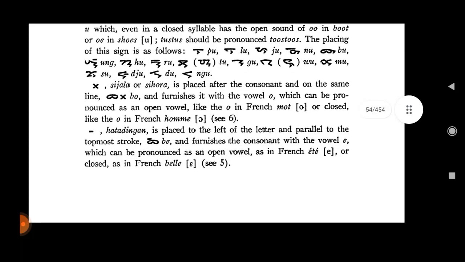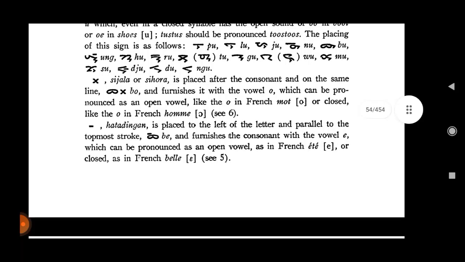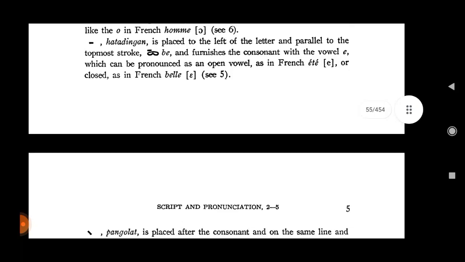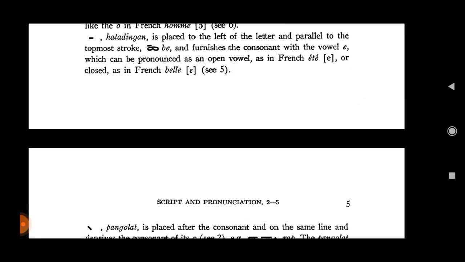Siala or Sihora is placed after the consonant and on the same line, and furnishes it with the vowel O, which can be pronounced as an open vowel, like the O in French mot, or closed, like the O in French home. Hata Dingan is placed to the left of the letter and parallel to the topmost stroke, and furnishes the consonant with the vowel E, which can be pronounced as an open vowel as in French été, or closed as in French belle.